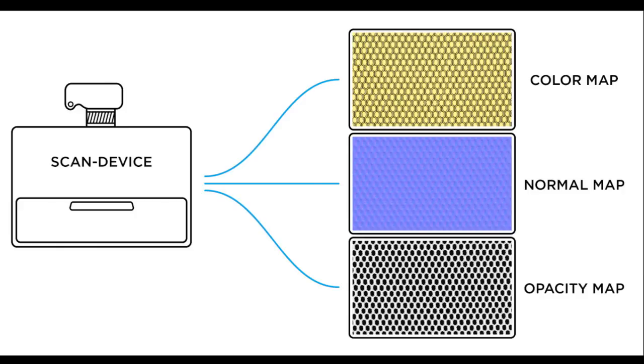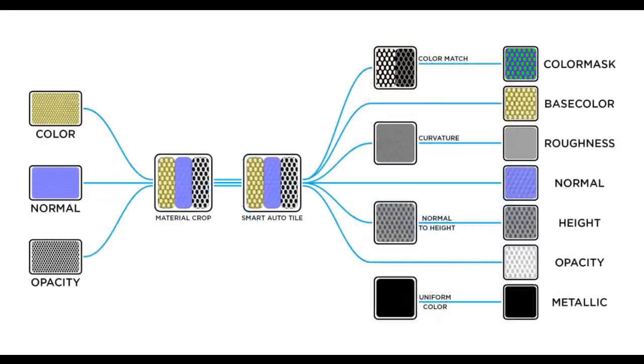Then we're going to process these maps using Substance Designer. If we take a look at this second image, you can see we have our input maps coming in from the scan: color, normal, opacity. Then we take these through a specific material crop filter, which allows us to crop and fix the aspect ratio of the image, and you'll see all that when we do the live demo. From there, we can run it through our auto tile node, which allows us to take these scans and make them into a tileable material. And then from there, we'll go through some processing and cleaning.